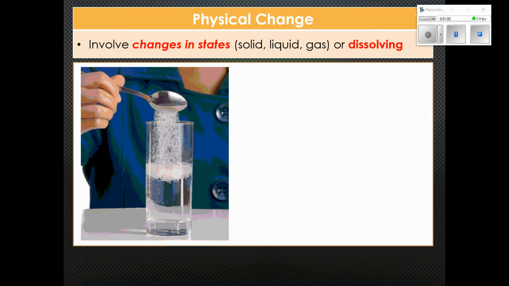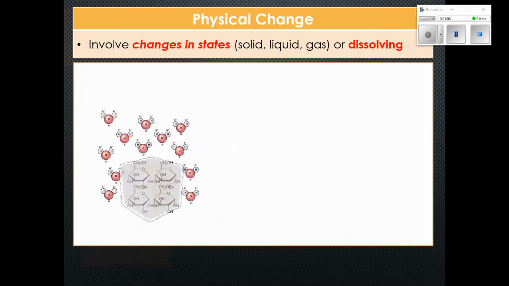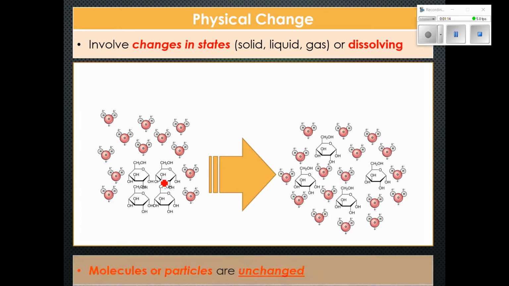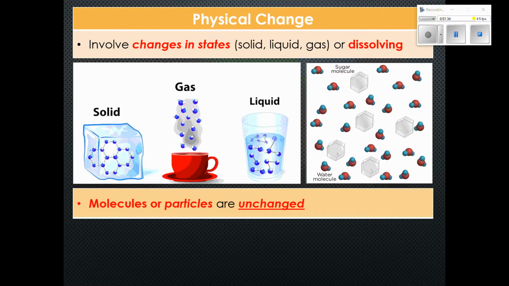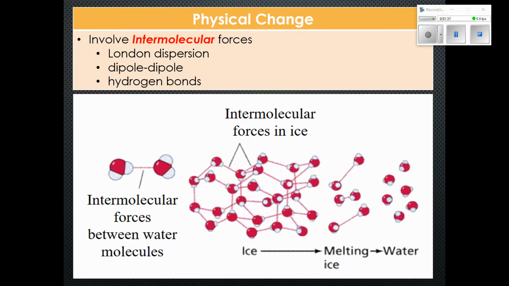Dissolving is very similar. You're not changing the structure of the molecules, all you're doing is dissolving. Here I've got sugar, so glucose, being dissolved, and all that's happening is the water molecules are getting in between the glucose molecules and surrounding them. This is called dissolving. You can see that the glucose molecules remain unchanged. That's the key thing for physical changes: you're not changing the actual molecules or particles. You're just overcoming intermolecular forces, so London dispersion, dipole, or hydrogen bonding, and you're not changing the molecule.